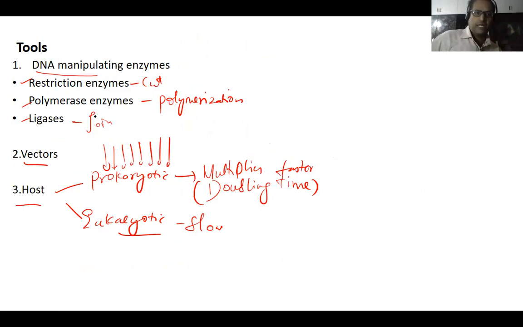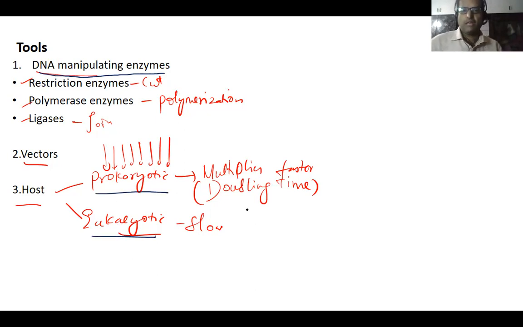Next we have to understand the tools in the subject of biotechnology. The first one is DNA manipulating enzymes. The first tool is all about enzymes. The second tool is a vector. We were talking about the vector, a vehicle that carries the desired gene. The third one is a host. When it comes to the host, there are two types, prokaryotic and eukaryotic.